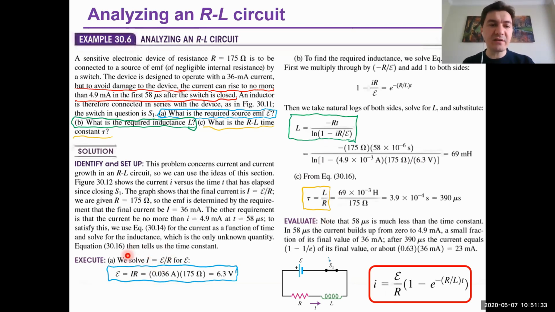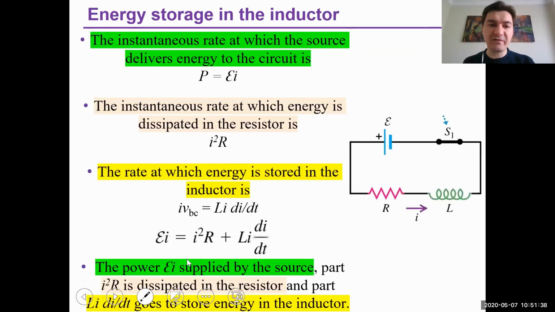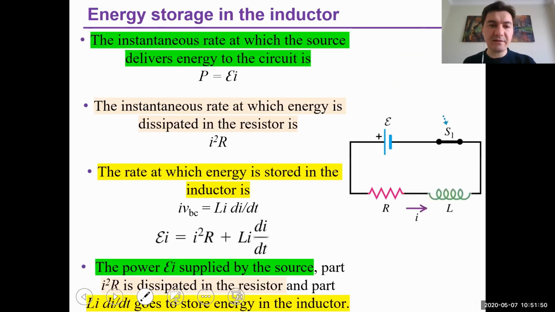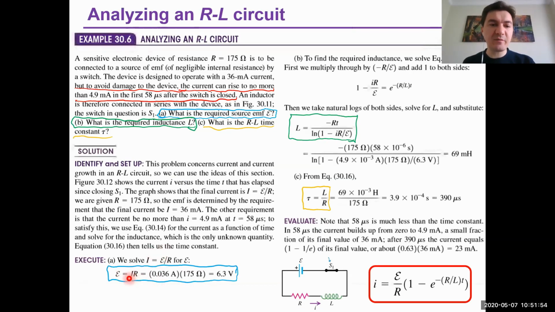We know that the maximum current is given by EMF over R. We have done it here. The maximum current condition is this one, EMF over R. Then take EMF from that expression. The maximum current is known, 36 milliamp, and the resistance of the resistor is already given. Put it there. So EMF is 6.3 volt. We have found it.